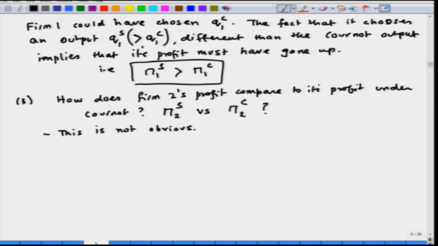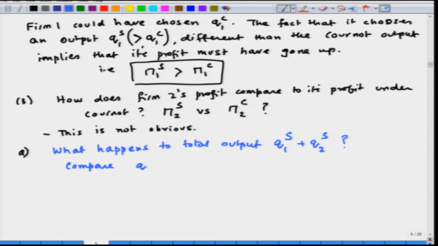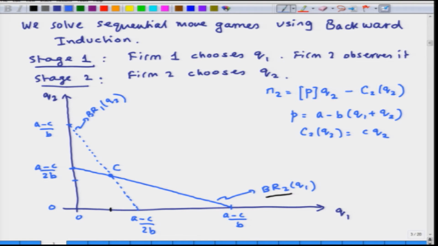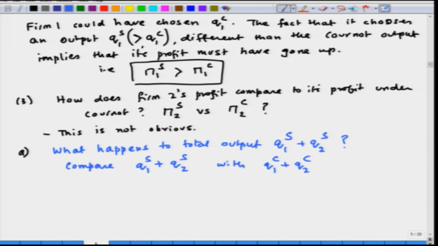To answer this question, it may be useful to first figure out what we can say about the total output under the Stackelberg model. So, let us first ask what happens to total output, which is Q1S plus Q2S? In other words, what can we say about this total output compared to that under the Cournot model, right. So, we want to compare Q1S plus Q2S with the total output under the Cournot model, which we already know. The total output under the Cournot model is essentially Q1C plus Q2C, right. These are the Cournot outputs. Now, we want to ask what happens to the total output. Again, this is not very obvious.